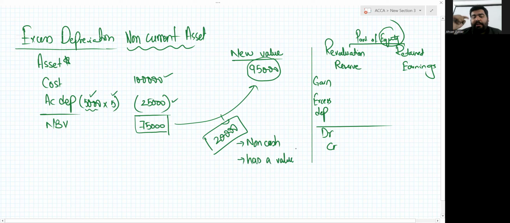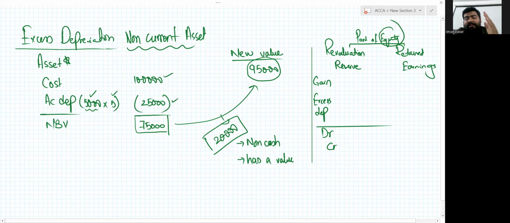How? For example, right now we take this asset to the market and sell it. Obviously, the market will give us 95,000 because it's the market value of today. So this 20,000 has a value. If the owner sells the asset at the point of revaluation, he will not get 75 or 76 or 78; he will get 95,000. So this revaluation gain has some value. Maybe not now, for now it's non-cash, but in the future it obviously has value.